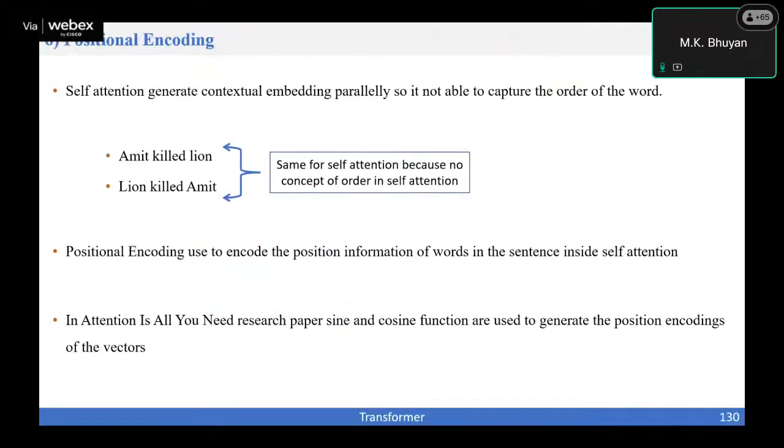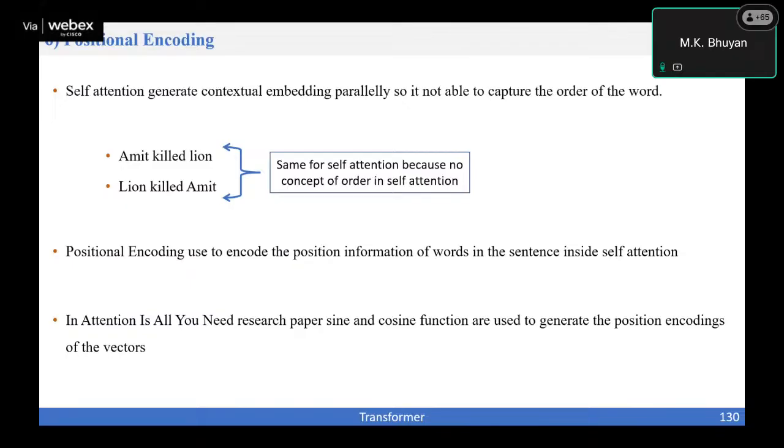Next is position encoding, another important concept. You can see these two sentences: Omid kills lion and lion kills Omid. If I consider only self-attention, what will happen? There is no positional concept. If I consider self-attention only, they will have the same meaning. But if I consider the positional encoding, these two sentences are actually different.